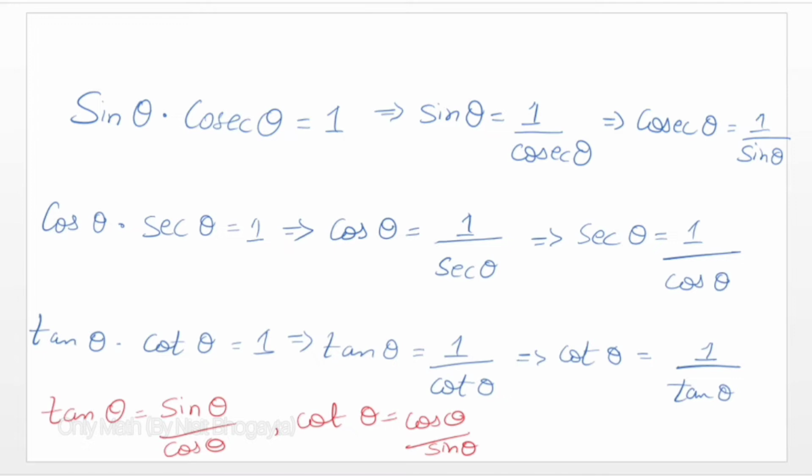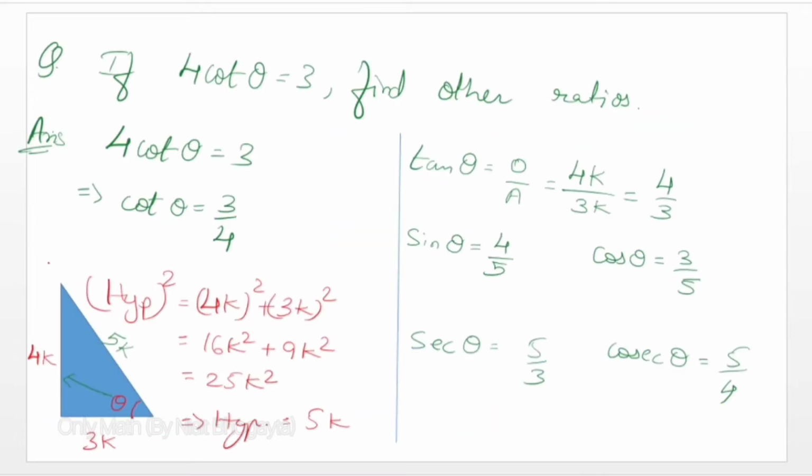Let's solve just one example. Here I have written that, let's say, 4 cot theta is equal to 3. Then you have to find all the other ratios. So 4 cot theta equals 3. Cot theta will be equal to 3 over 4, as 4 is in multiplication. Here it switches side, it will be in division.